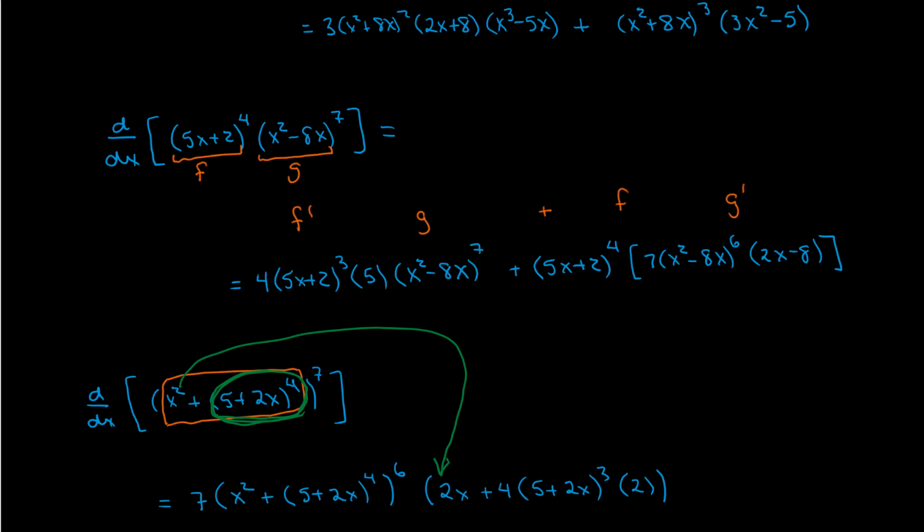Okay, so if I'm just looking at the 5 plus 2x to the 4th power, I'm going to bring the exponent out front as a coefficient. I'm going to leave what is inside, the expression inside, alone, and then I'm going to reduce the exponent by 1.